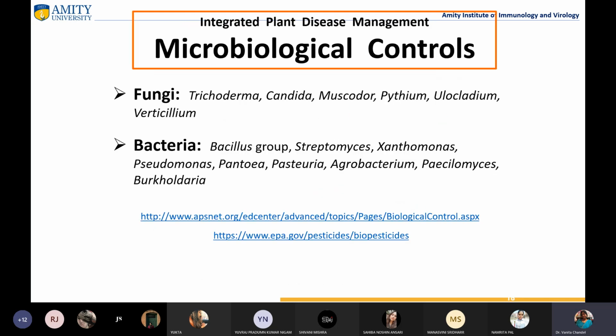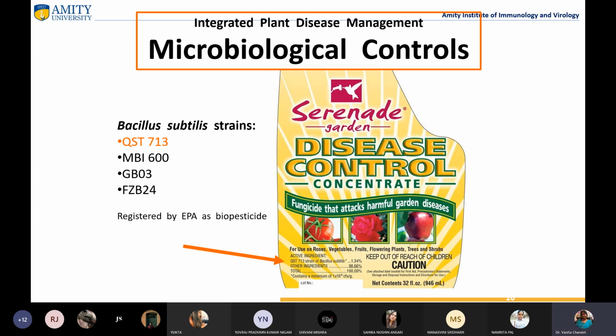Then microbiological control. Microbiological control is present for certain fungi and bacteria. Some species are able to manage or kill other pathogens, especially insect pests or other organisms. That is called microbiological control. But for viruses, microbiological control is not there. This is one Bacillus subtilis strain which is present in the market and is used as a biopesticide.